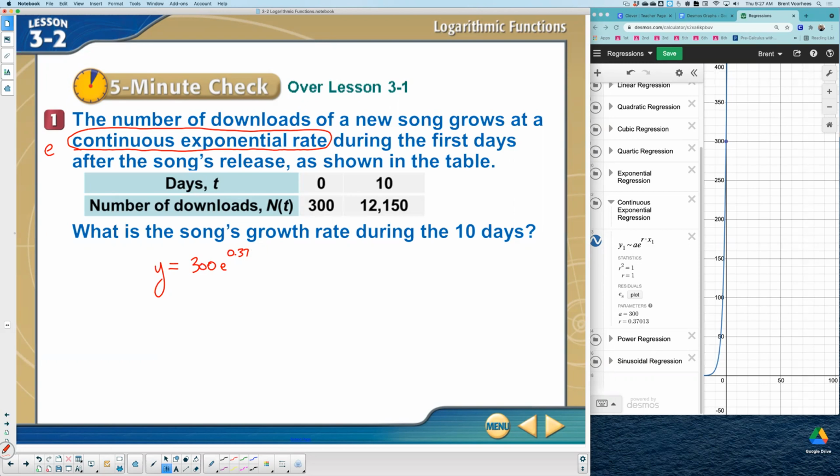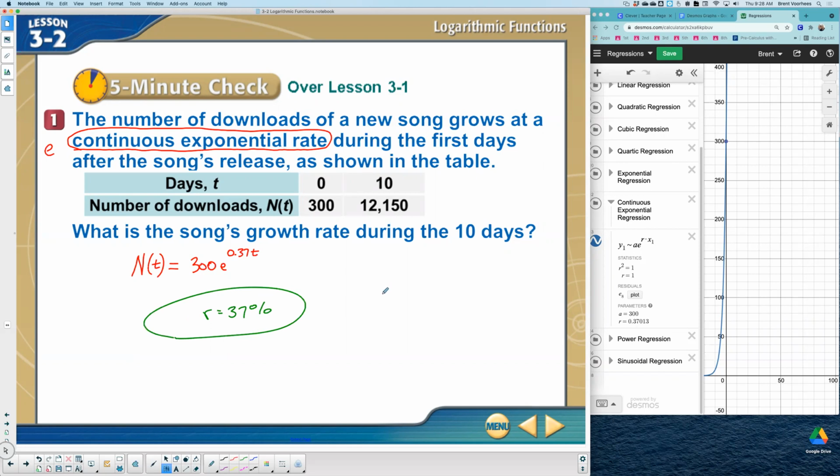I would say x, but it actually is a t, and I should change the y. No, it's not y, it's n of t. N of t represents y on this problem. So let's do that. N of t. There's our equation. And so what's the growth rate? Or what is the rate of growth? If it said 0.37, what is that as a percentage? 37%. You're correct. It's 37%. That would be the answer to number 1.